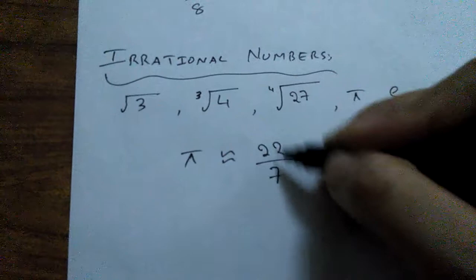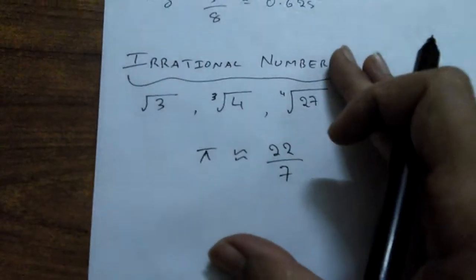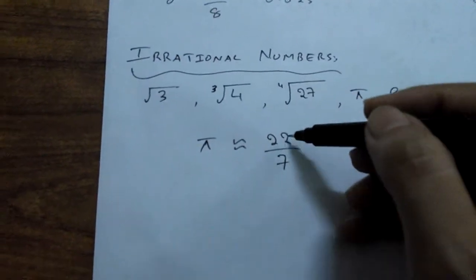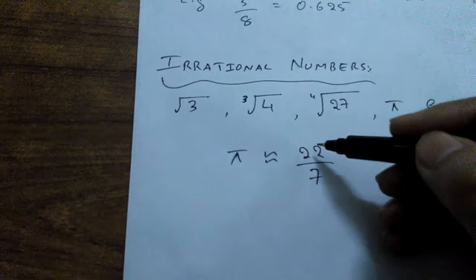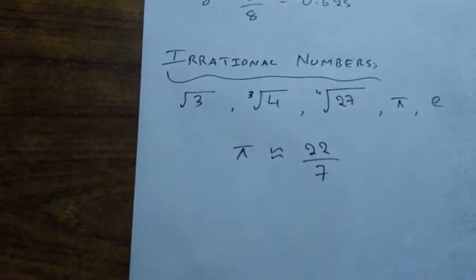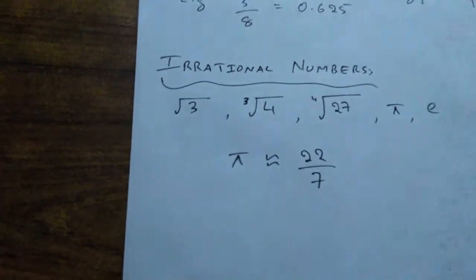Now the question arises that if pi is an irrational number, then why do we approximate it to 22 upon 7? 22 upon 7, this is a fraction, this is a rational number. So how can an irrational number be substituted by a rational number? Why is this so? For that purpose, let's have a look at this 22 upon 7, and let's make a division process over here and check the values in its decimal part.